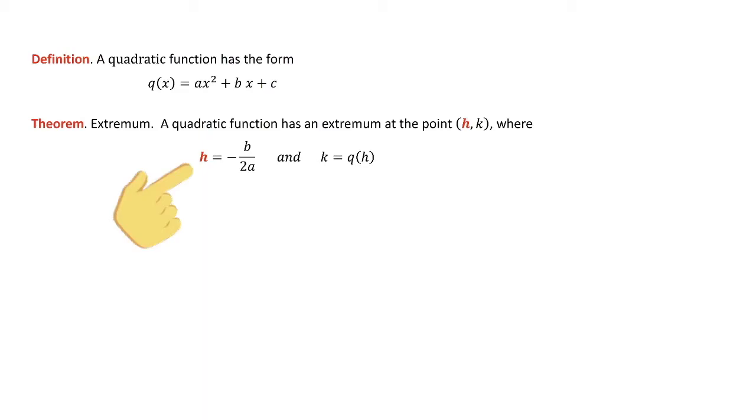Simple enough, right? Negative b over 2a. Notice that's the first part of the quadratic formula, and you get the a and b right here from the quadratic function. So I can find the x value, and I get the y value by just plugging into the function.